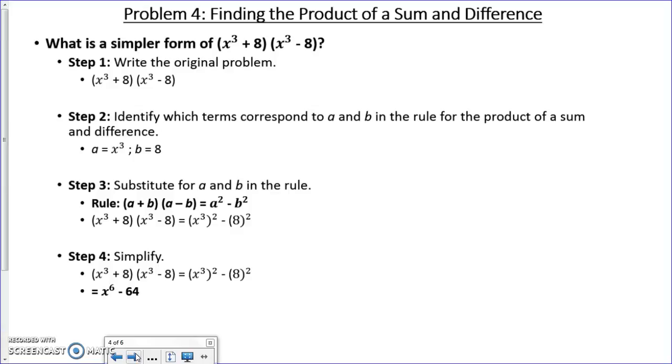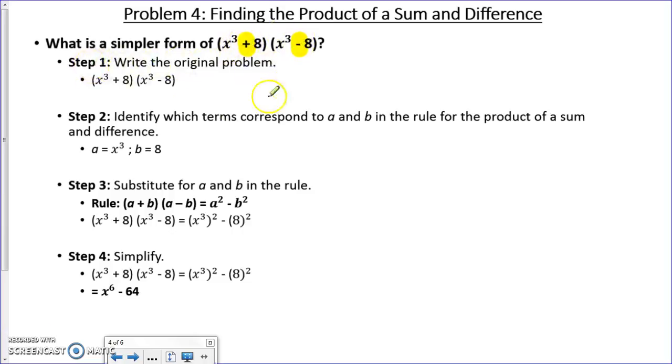Problem 4, finding the product of a sum and difference, which is the other special case. What is the simpler form of (x cubed + 8) times (x cubed − 8)? Remember, product of a sum and difference, you're looking for two parentheses with the same terms in each. One has a plus sign, one has a minus sign.